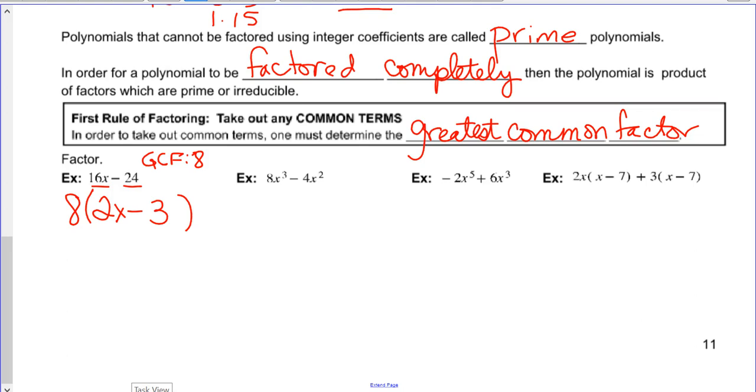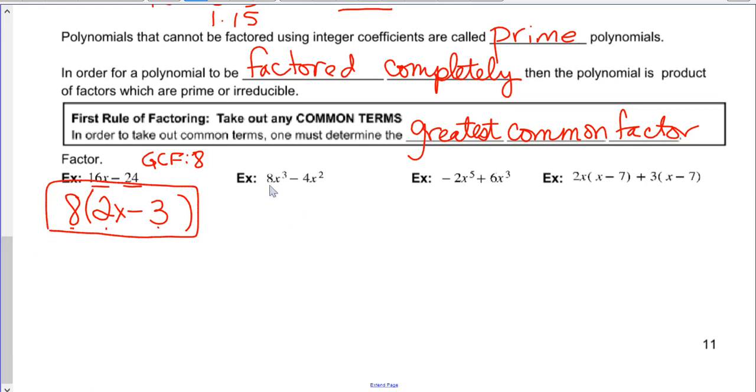So this would be completely factored, and you can always check your answer by distributing that through. Take the 8 times the 2x and take the 8 times the 3, and you can tell whether or not you get back what you started with. And that's what we want. So it's a nice, easy way to check things out.